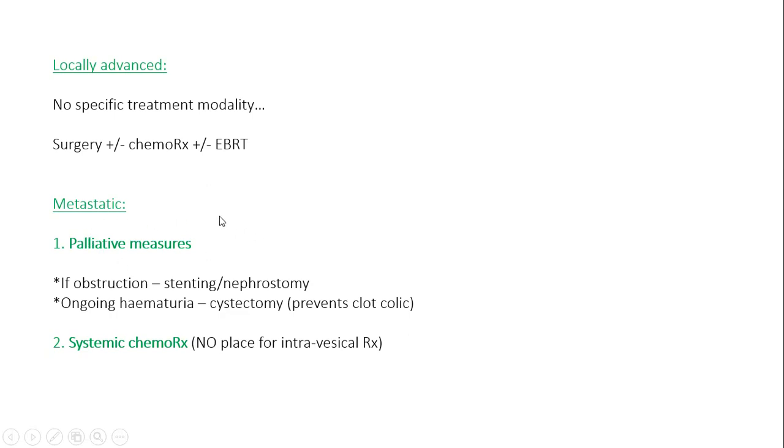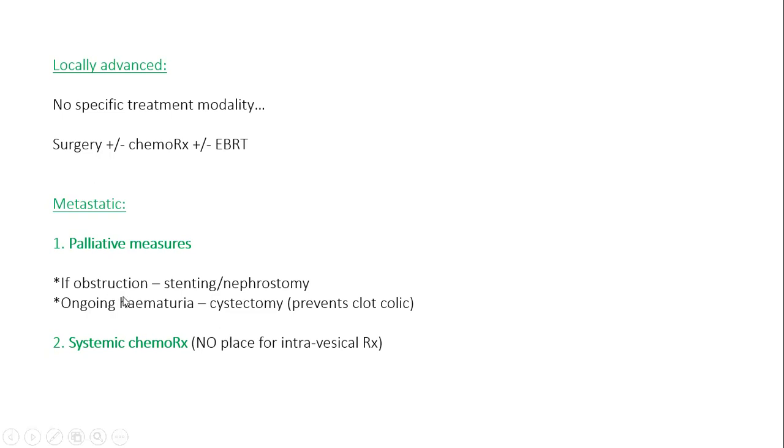So metastatic part, again, palliative, like in renal cell carcinoma. If the patient has an obstruction because of the bladder tumor and he cannot really urinate and it's troublesome for him, you can always make the patient undergo stenting or nephrostomy. Stenting and nephrostomy, these are emergency things when the patient comes with acute retention of urine. Similarly, the same thing we use, just that here we use it as a palliative measure.